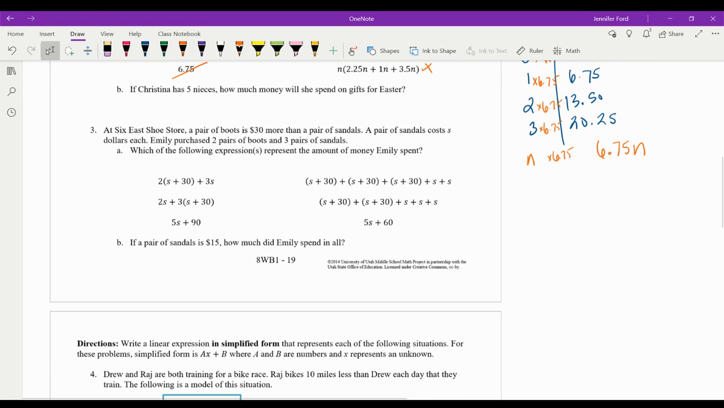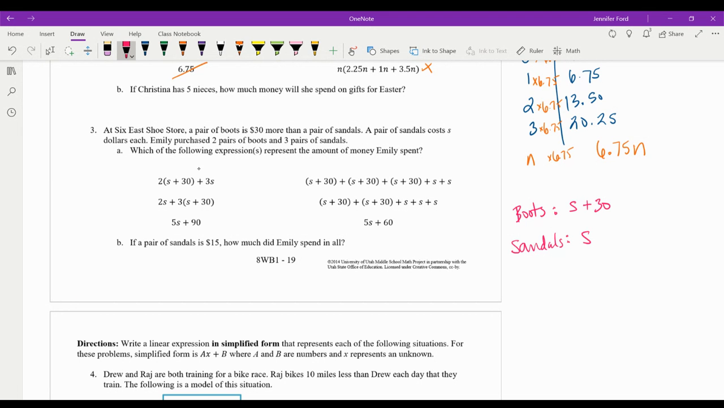At Easy Shoe Store, a pair of boots is $30 more than a pair of sandals. A pair of sandals costs S dollars each. Emily purchased 2 pairs of boots and 3 pairs of sandals. Okay, so boots, I don't know how much they are, but I know they're $30 more than a pair of sandals. So if I say that sandals are S dollars, then boots are $30 more than that, which is S plus 30.